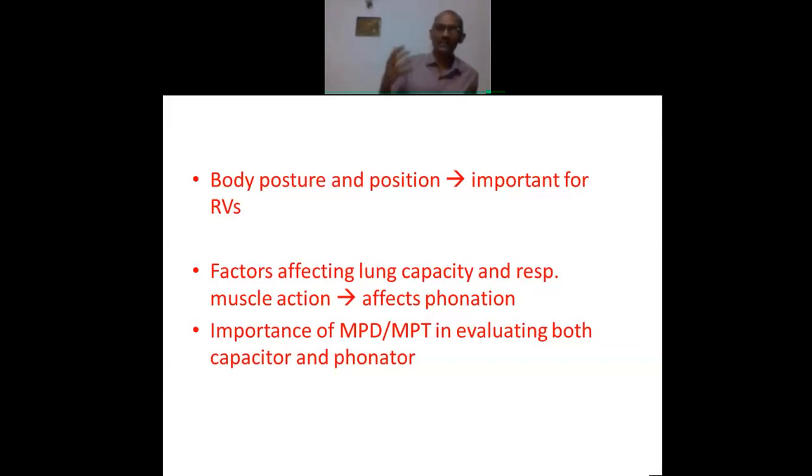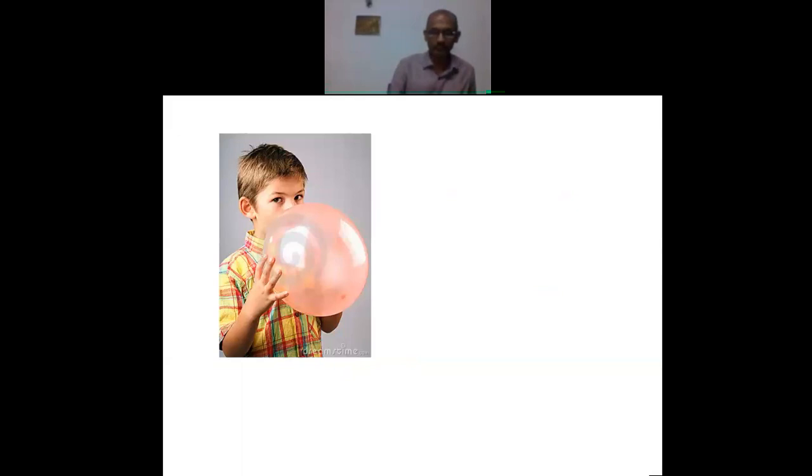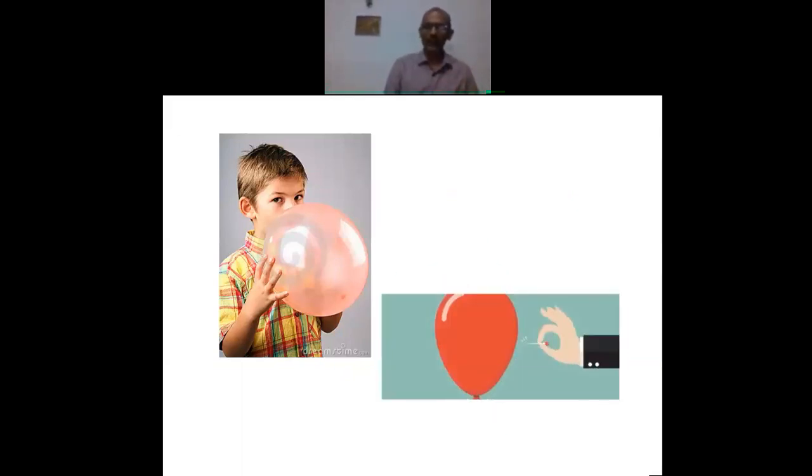So when you say the lungs play a role, and if you go to the first statement, body posture and position, there are n number of factors that can affect that. So the entire body comes into play to control and support the lung action. The lungs are filling up now, like a balloon. And you know what happens when a pin bursts the balloon, you have that tuck sound coming. Something like that happens now.